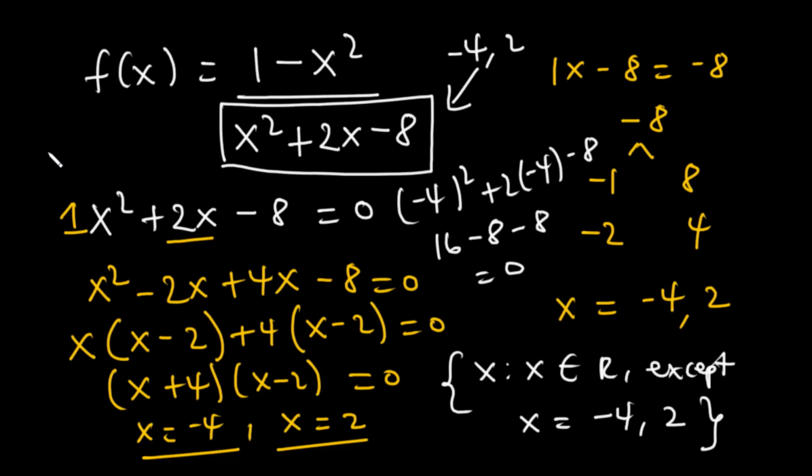Now let's try for 2. Now when we put 2 in this equation, it's going to be 2² + 2(2) - 8. 2² is equal to 4, and then 2 times 2 is equal to 4, minus 8. Now 4 + 4 is 8, and 8 - 8 is equal to 0. So the values of x that will make the function undefined are x = -4 and x = 2. Hence the domain is x is the set of all real numbers except x = -4 and 2.